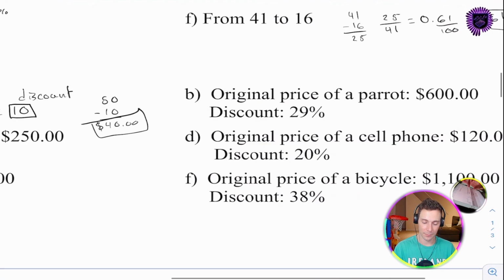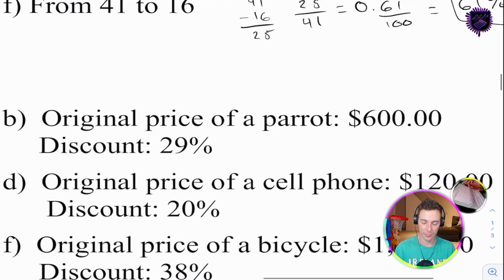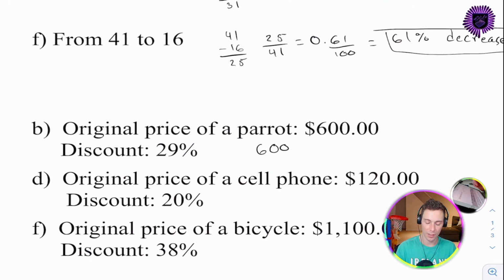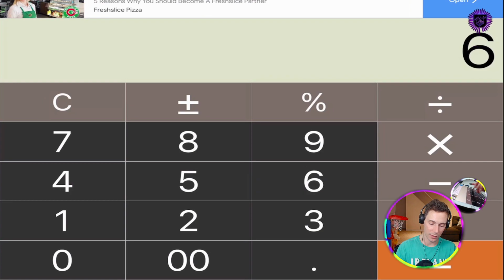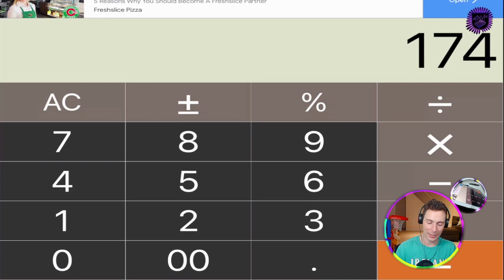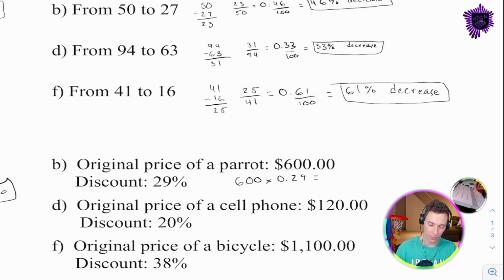Okay, little bit harder one. Start with 600. So that's the original price. And we want to multiply that by 0.29, the decimal form. 600 times 0.29 is equal to 174. That's our discount.